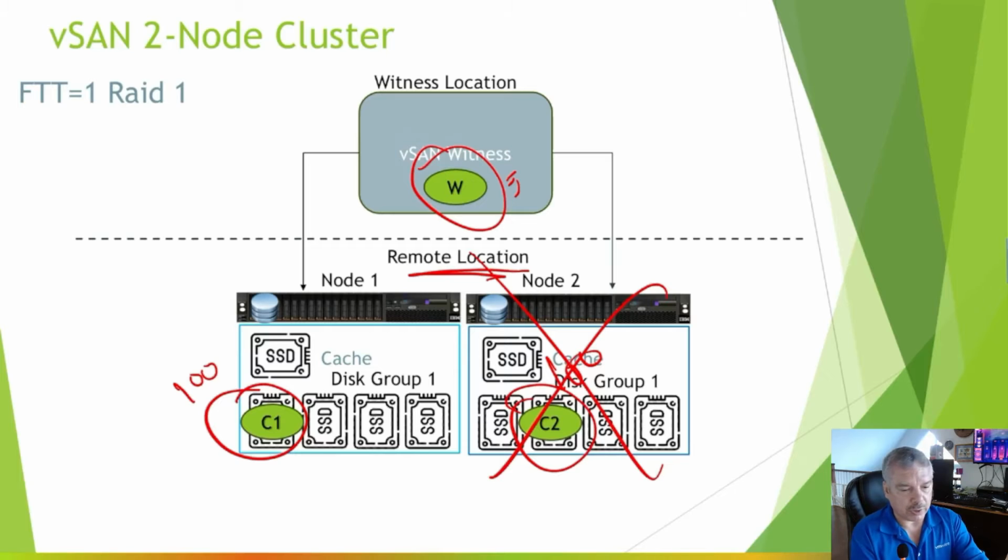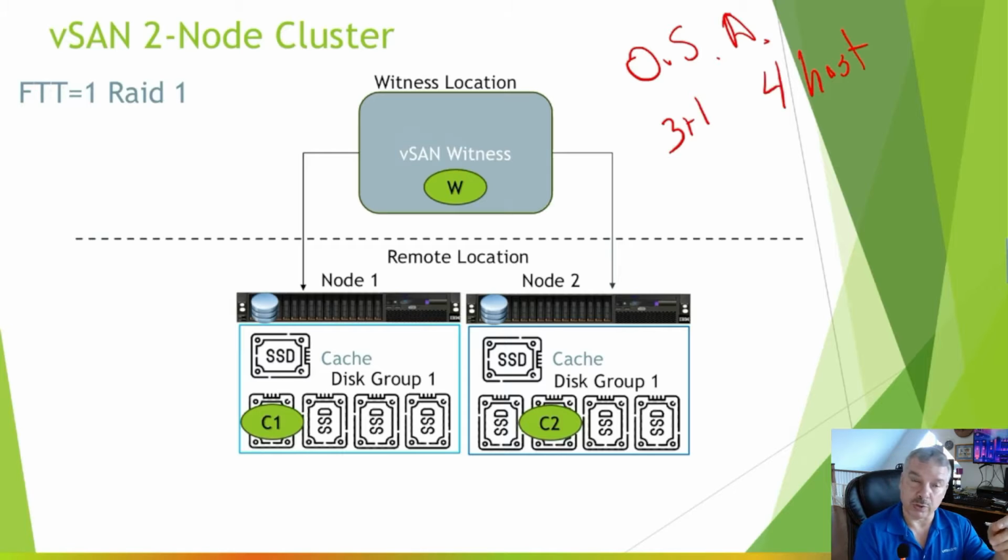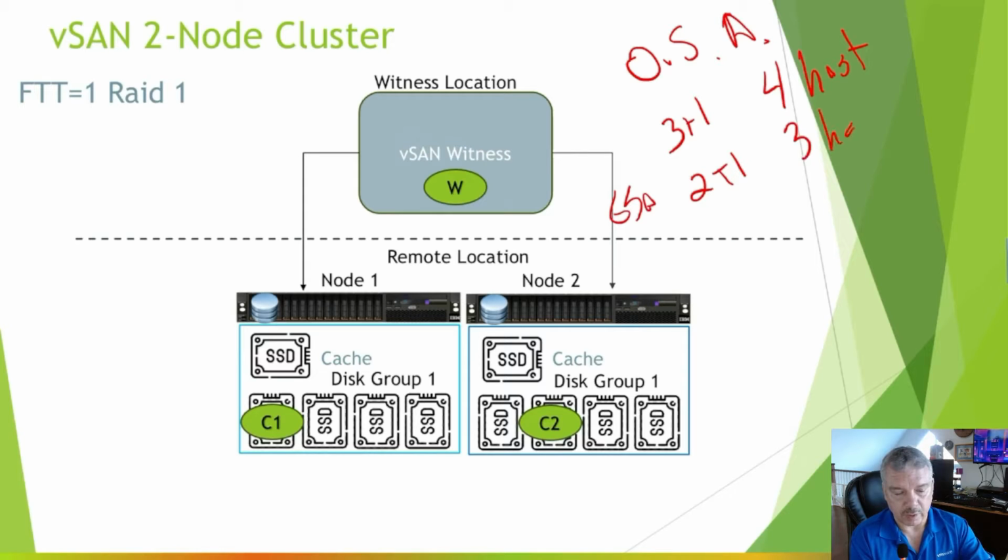Now, the question comes in here: can I do RAID 5 across this? RAID 5 with the original storage architecture does a 3+1, so it needs 4 hosts. With Express Storage Architecture, it does a 2+1, which means it needs 3 hosts. We'll talk about Express later.